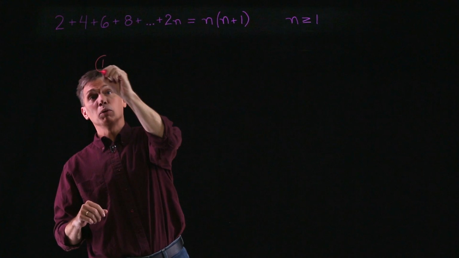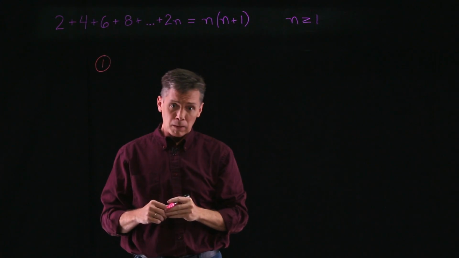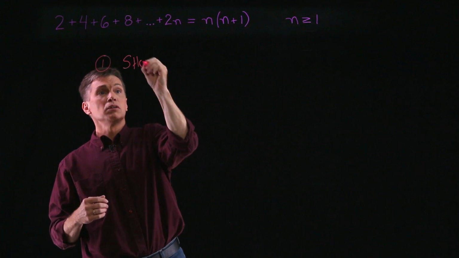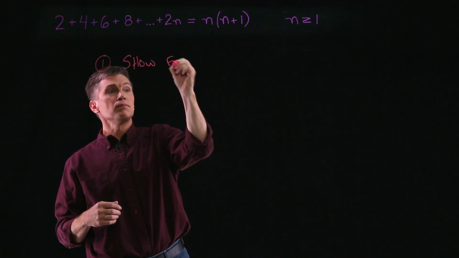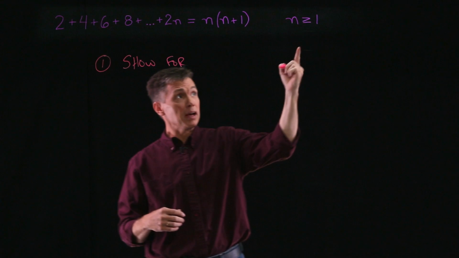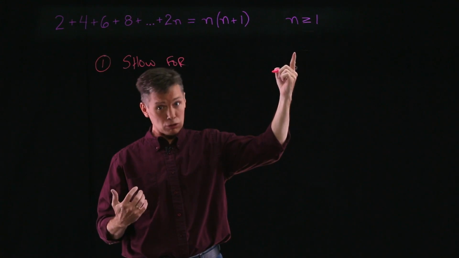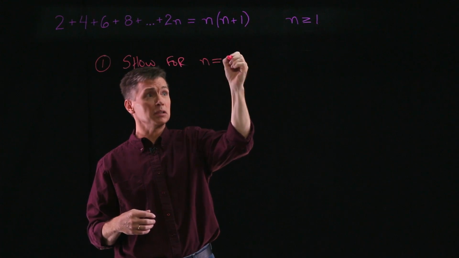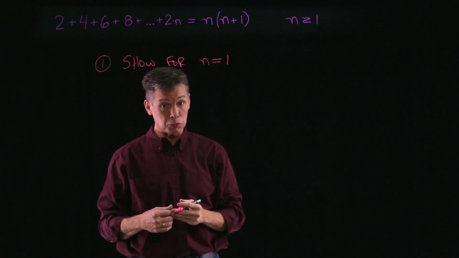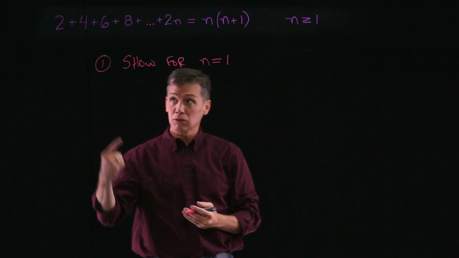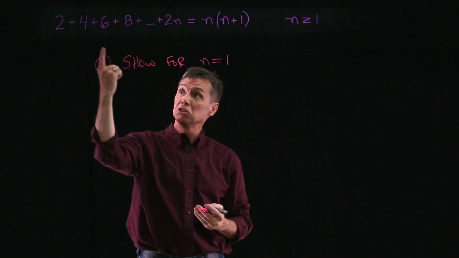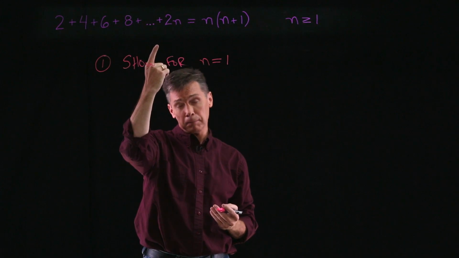And always, the first step is you want to show that this statement is true for your first value of n. In this case, they're saying n greater than or equal to 1. So we need to show that this formula is true when n equals 1. So that means looking at that expression they gave us, we just want to put a 1 in for n.